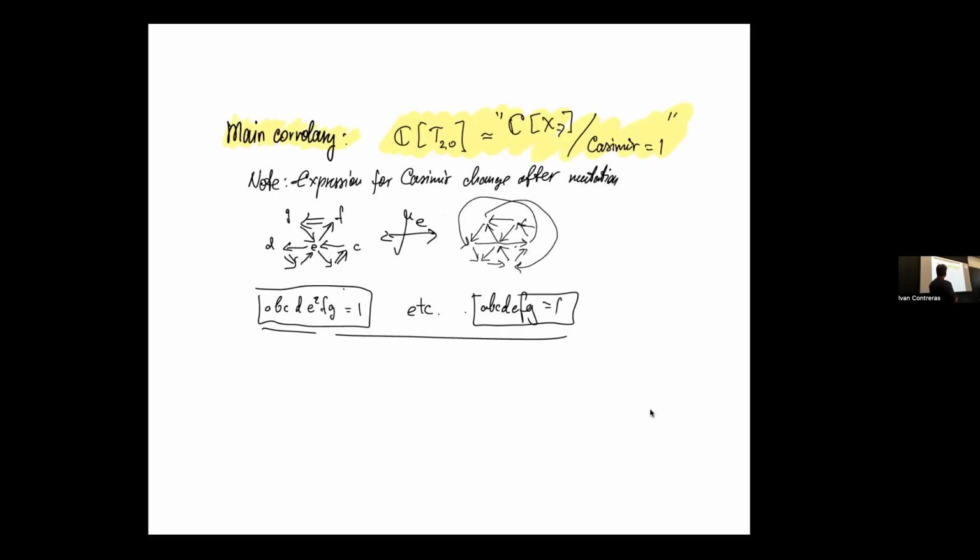And the result is the following kind of theorem: the space of regular functions on genus 2 closed surfaces can be expressed as the ring of regular functions on some variety factored by the condition that the Casimir is 1. This allows us to compute some other things, which I'm not going to tell about.